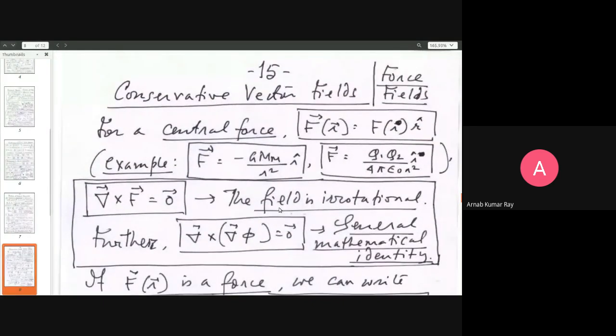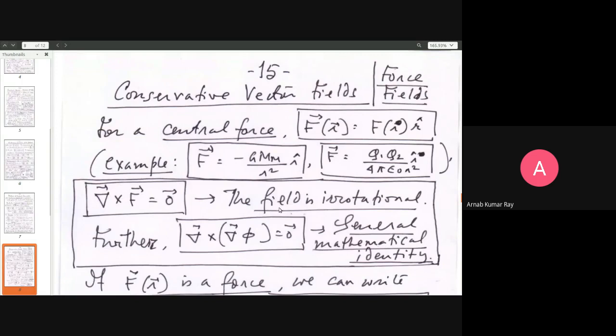Force fields. Now, if you remember, I talked about central forces and the equation of energy conservation: half mv squared plus the potential function is equal to a constant E. Those are the things we discussed. And I said that it's a conservative field.